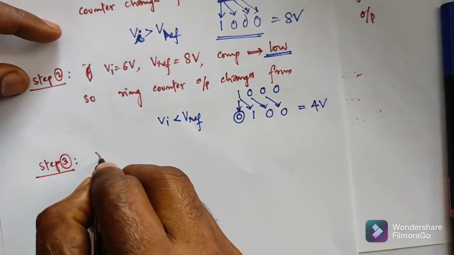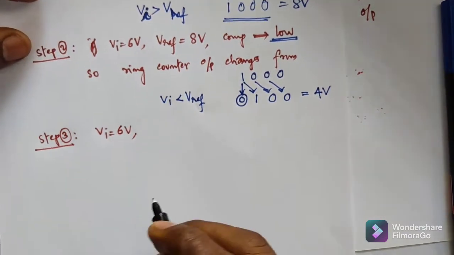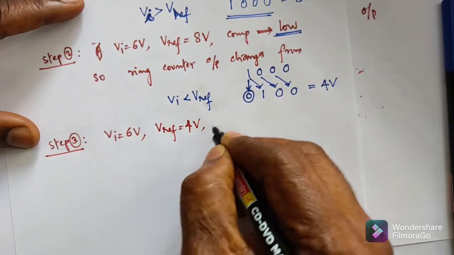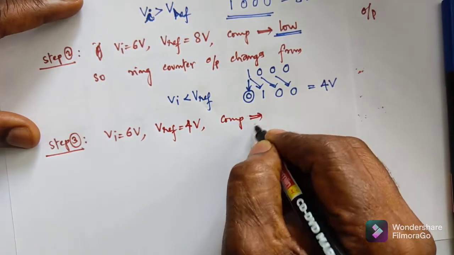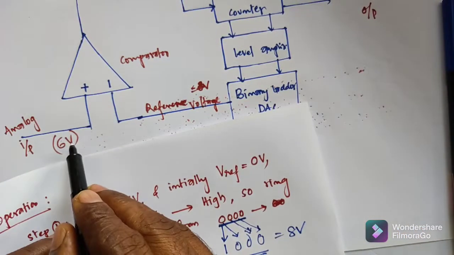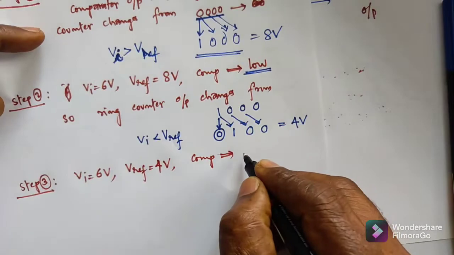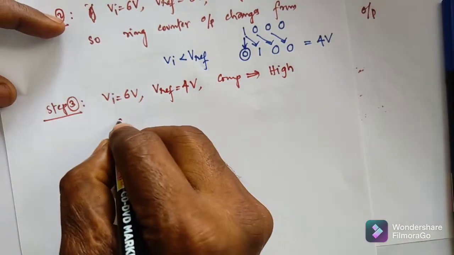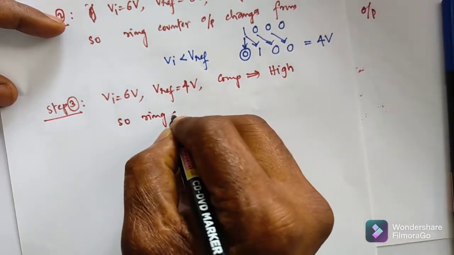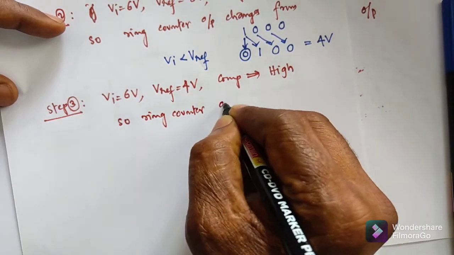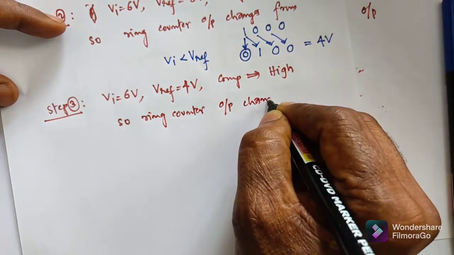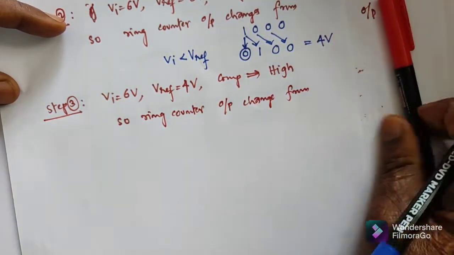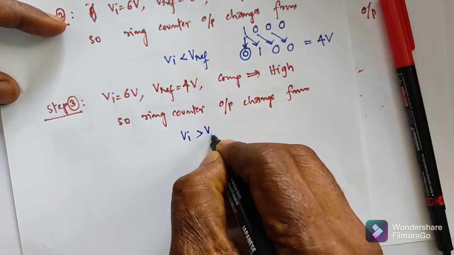Step 3. What is the VA value? As usual, that value is fixed at 6 volts. And the V reference value is 4 volts. Then the comparator output: here the input value is 6 and the reference value is 4, so the comparator output is high. So what about the ring counter? The ring counter output changes as follows. The VI value is greater than V reference.